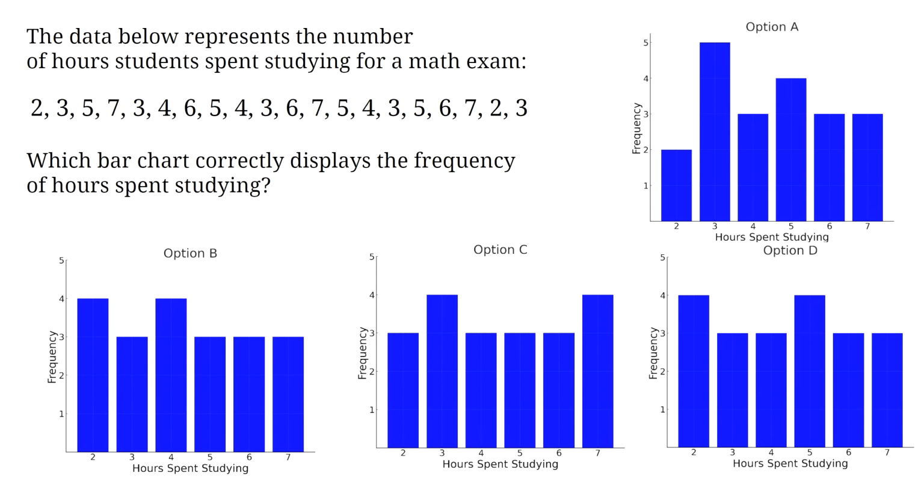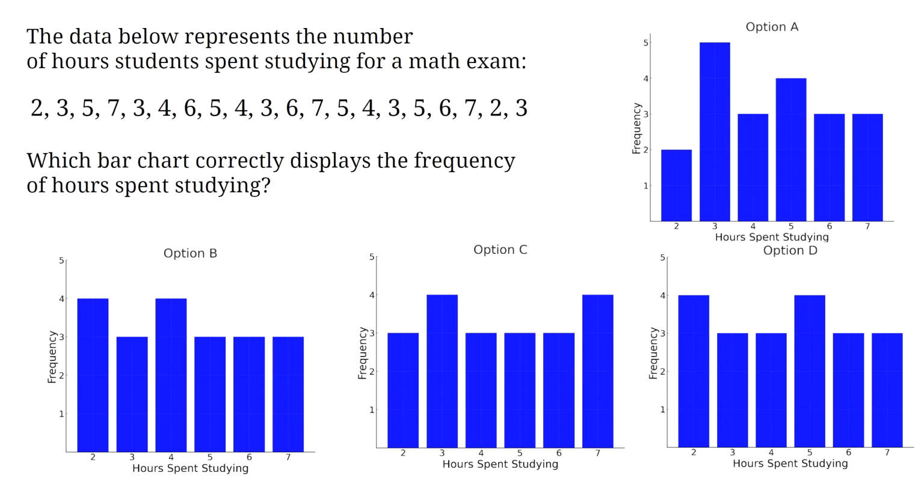The data below represents the number of hours students spent studying for a math exam. Which bar chart correctly displays the frequency of hours spent studying? To pass the GED, you must be able to identify graphs that represent a set of data given or vice versa. The work here is just being careful, making sure you don't make mistakes. We will tally the numbers and check which graph is represented.